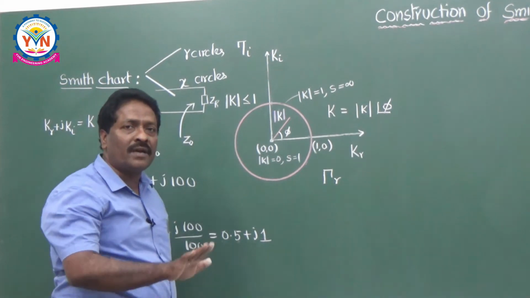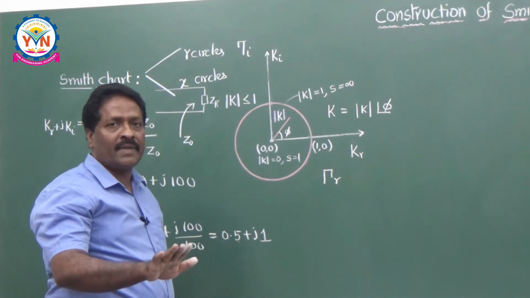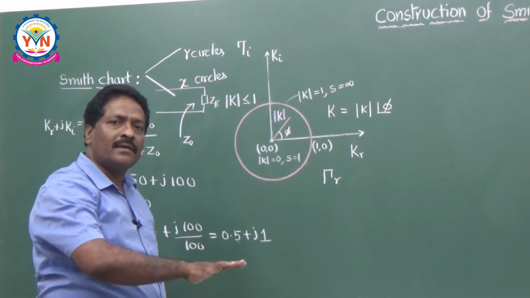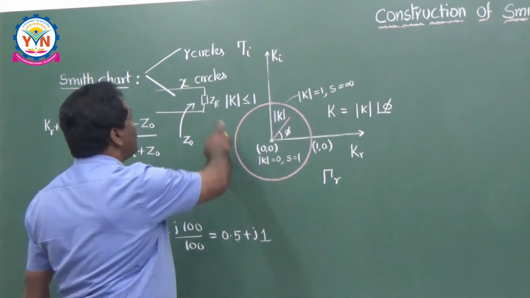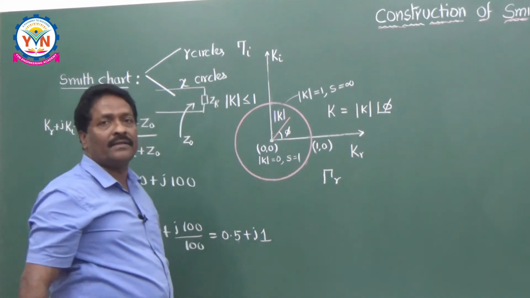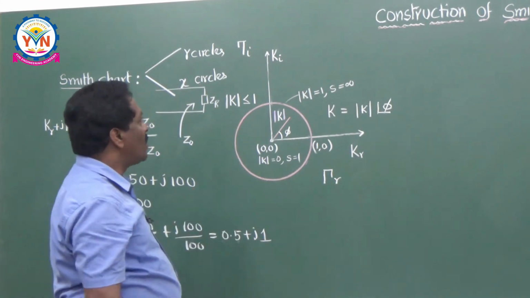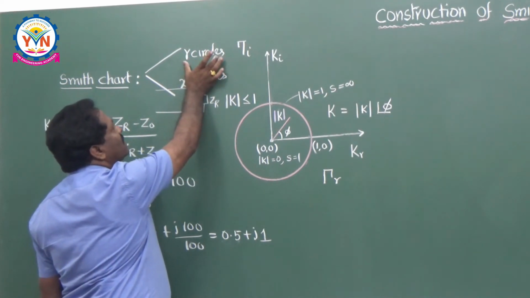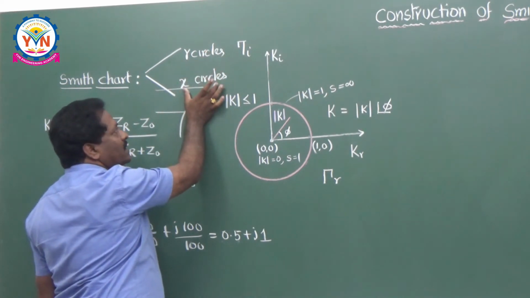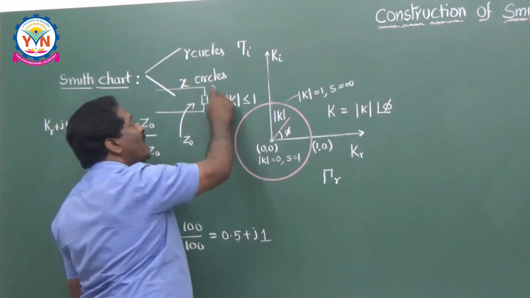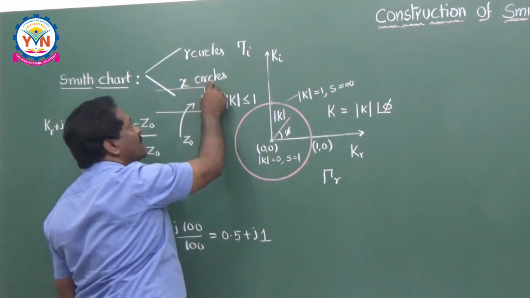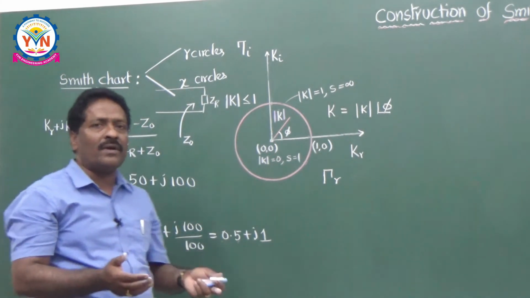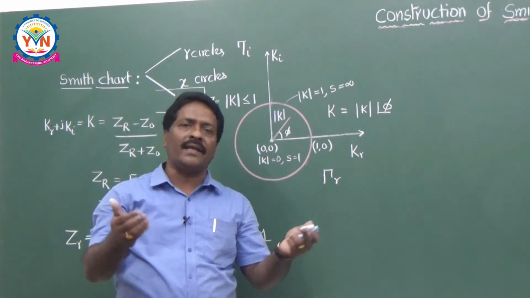So the reflection coefficient is not a real number, it is a complex number having a real part as well as an imaginary part. The real part corresponds to the R circles, and the imaginary part corresponds to the X circles here. So it consists of two types of circles. Now I would like to explain how to construct the R circles and how to construct the X circles, and then superimpose these R circles on the X circles to get the complete Smith chart. I think you understood this: the Smith chart has two types of circles, R circles and X circles.